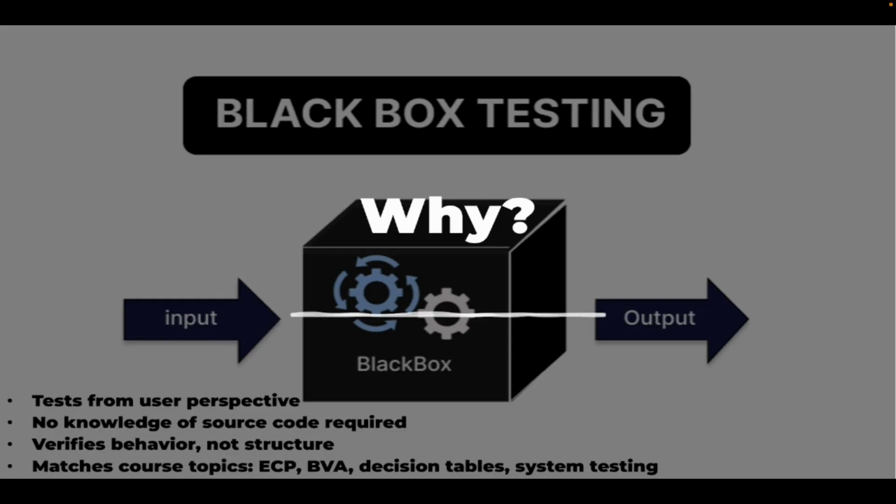Playwright checks if the website behaves correctly when a user presses a button, enters text, submits a form, and navigates between pages. This connects perfectly with the topics we learn and discuss, including equivalence class partitioning, boundary value analysis, decision tables, and system testing approaches. Instead of doing all these tests manually, Playwright automates everything for us consistently, quickly, and, the best part, accurately.